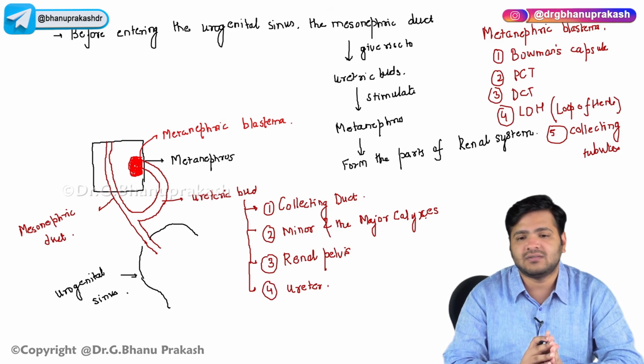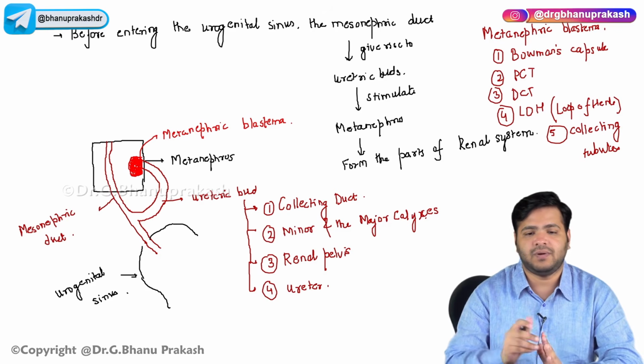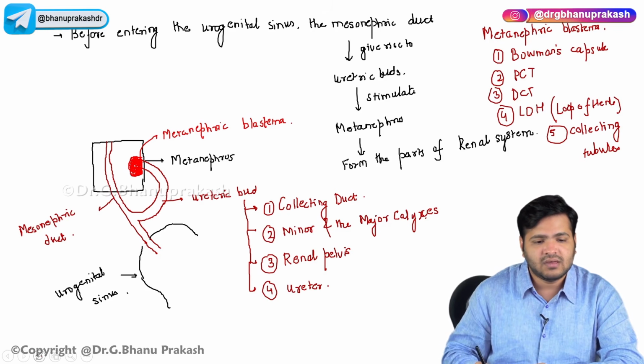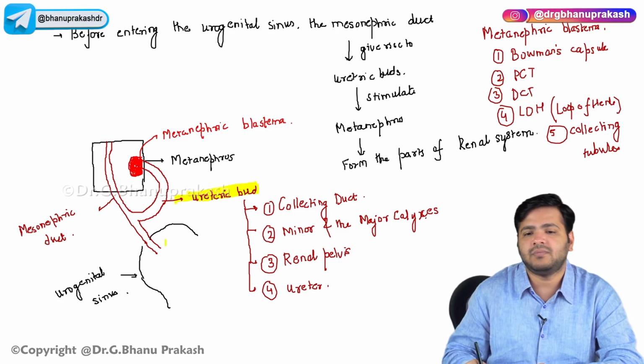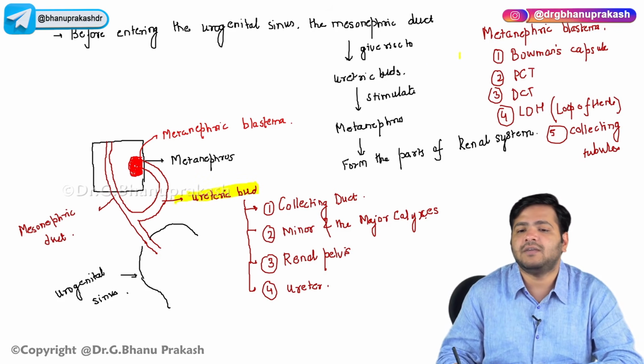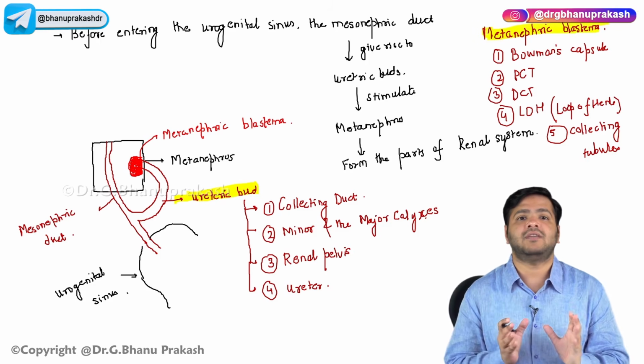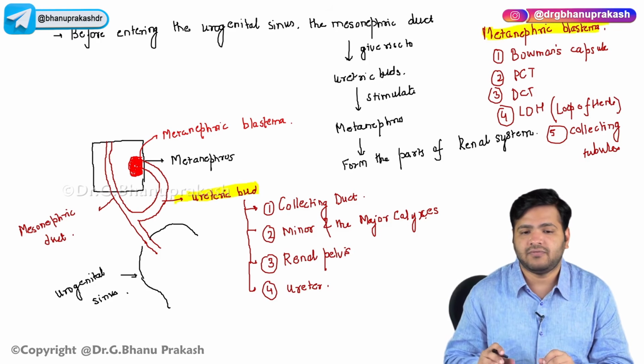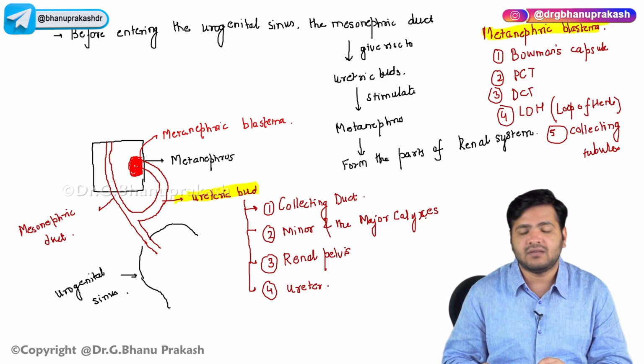So, all these structures of the kidney are arising from the metanephric blastema and the ureteric part. Two important structures that you have to remember: the ureteric bud and the metanephric blastema. So that was about the development of these parts of the kidney.